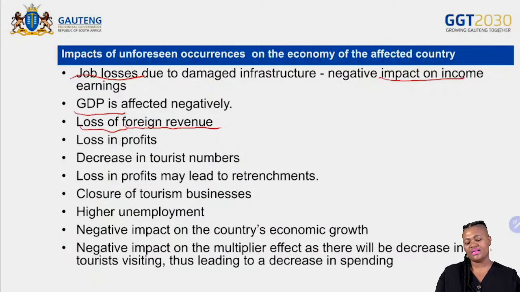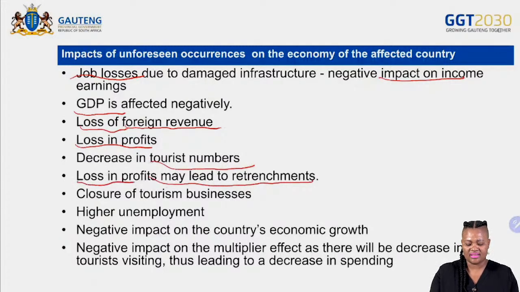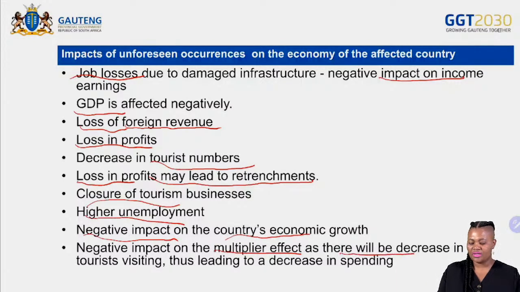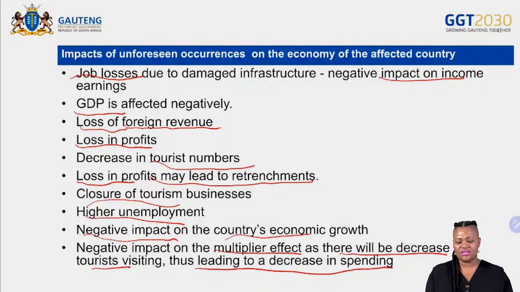When you talk about foreign revenue, that is money coming into a country through inbound tourists. There'll also be loss in profits and a decrease in tourist numbers. Loss in profits may lead to retrenchments, closure of tourism businesses, higher unemployment, a negative impact on the country's economic growth, and a negative impact on the multiplier effect, as there will be a decrease in tourists visiting, thus leading to a decrease in spending. So those are the impacts of unforeseen occurrences on the economy of the affected country. Remember what I said? We always need to know which impacts you are being asked about. So in this particular slide, we're focusing on the impact of unforeseen occurrences on the economy of the host country.